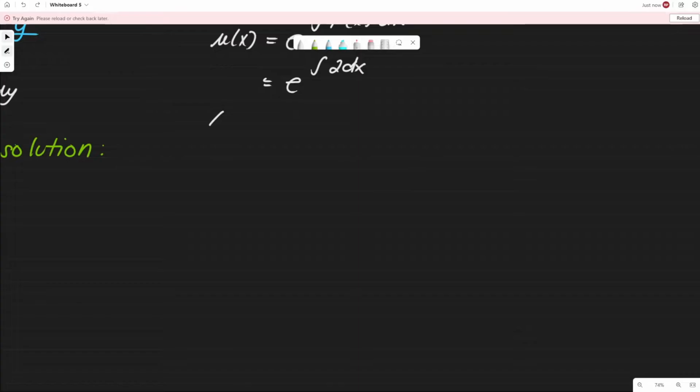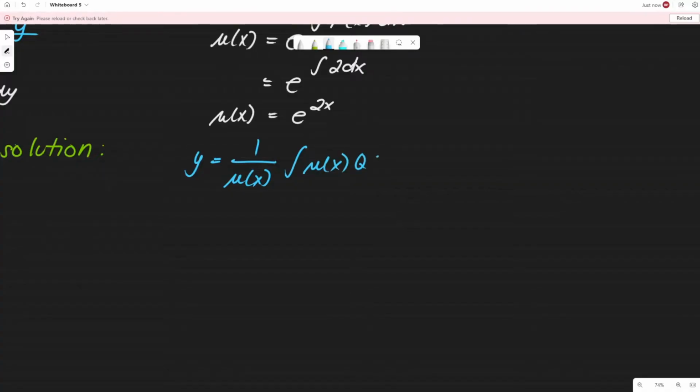So we have mu of x is equal to e raised to 2x. Okay, so this is our integrating factor. Now we need to just plug in: y is equal to 1 over mu of x, integral of mu of x times q of x, dx plus c. Okay? So, just plug in. Plug in literally, no?